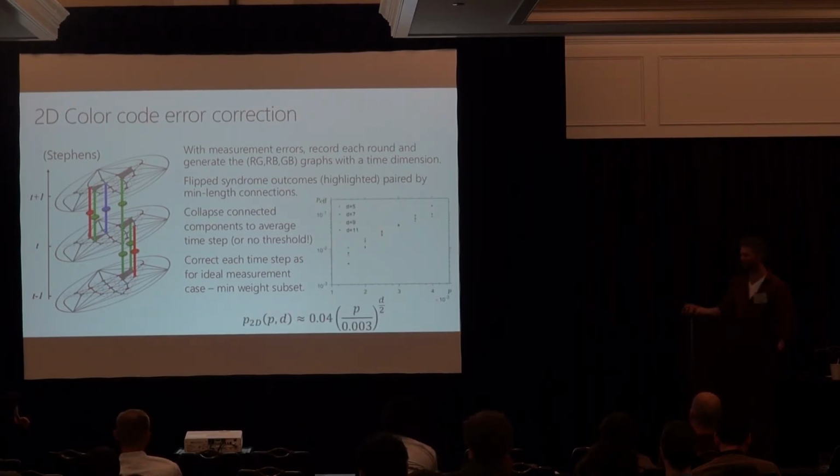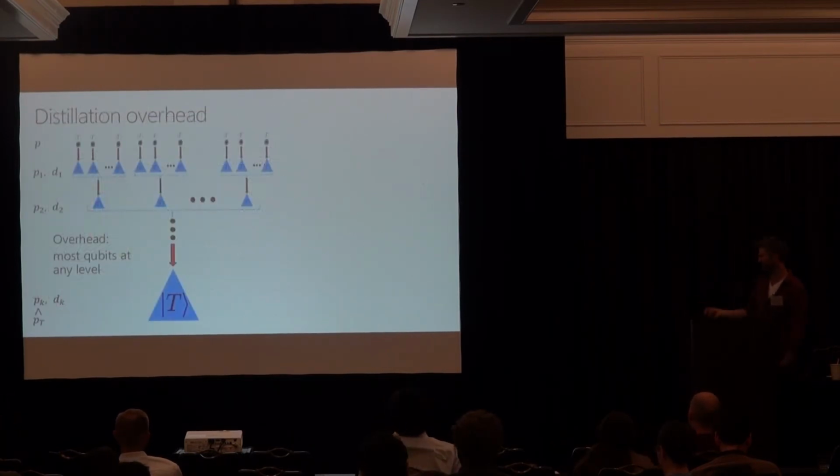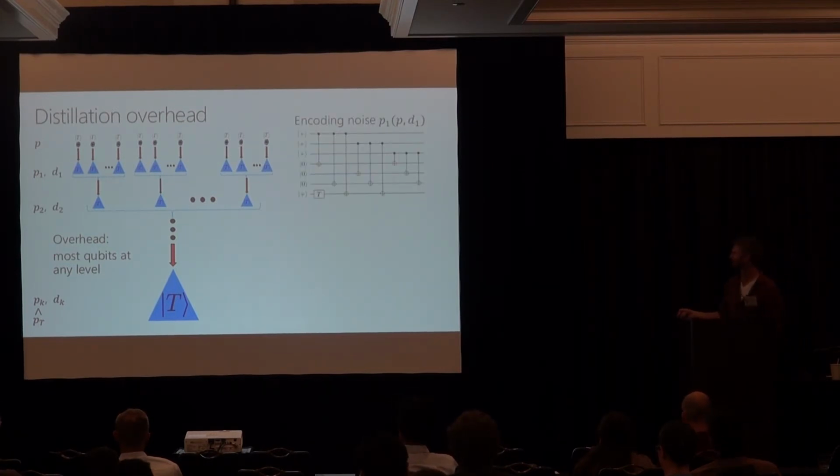Anyway, so what we did is we instead took connected components after matching and collapsed each connected component to a time step and dealt with it that way. So that avoids this problem, and it can be done, and you can get some analysis of the logical error rate. Okay, distillation overhead.